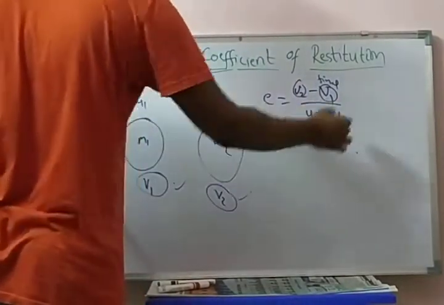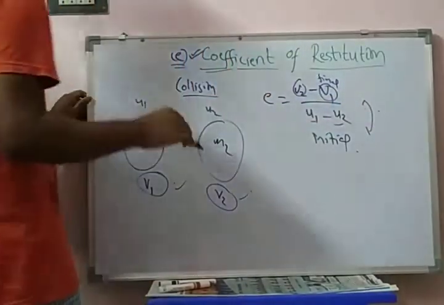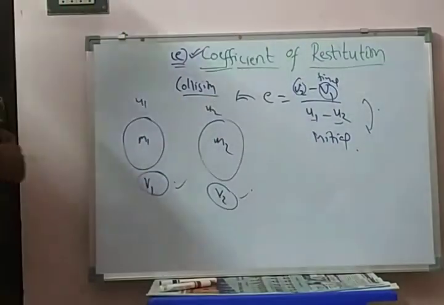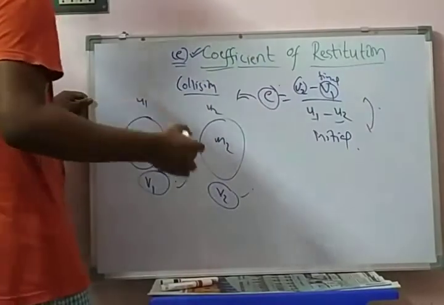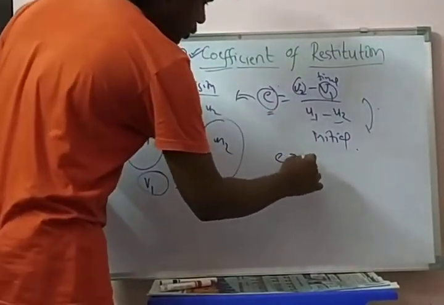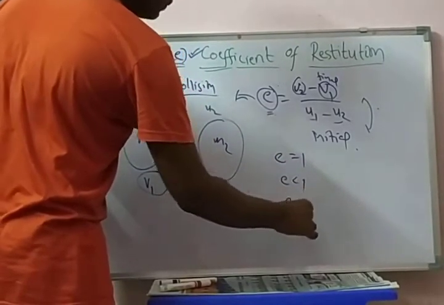So the ratio of change in final velocities to initial velocities of two objects in a collision is called the coefficient of restitution. Generally, this coefficient of restitution is sometimes equal to 1, sometimes less than 1, or greater than 1.